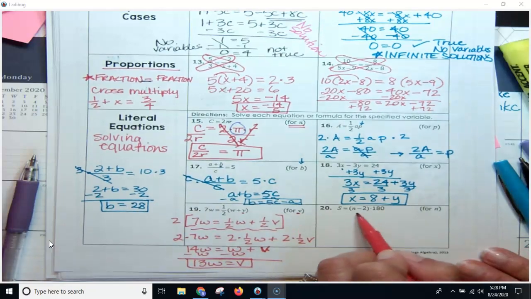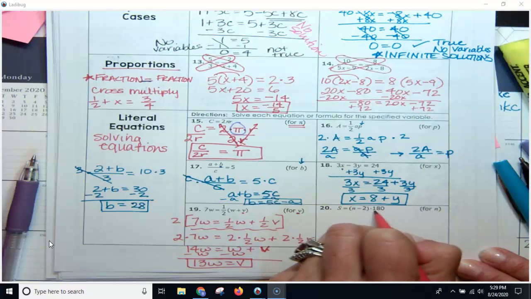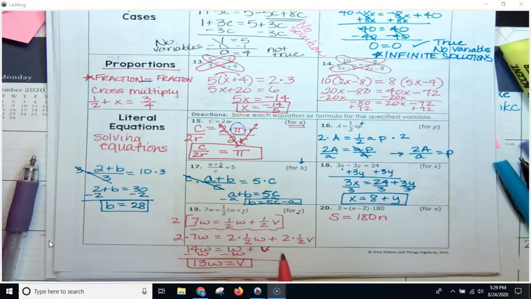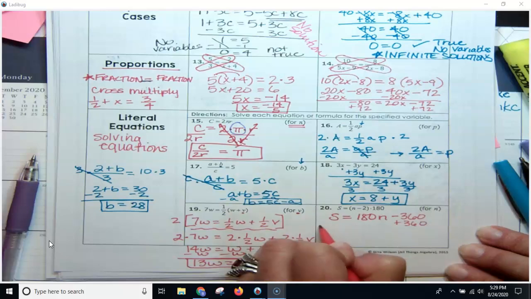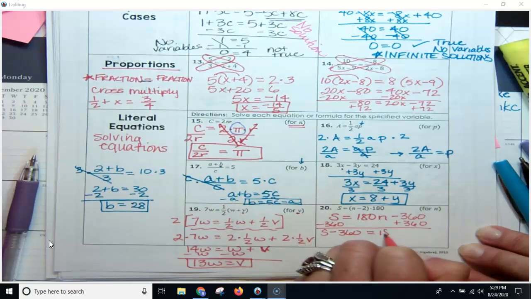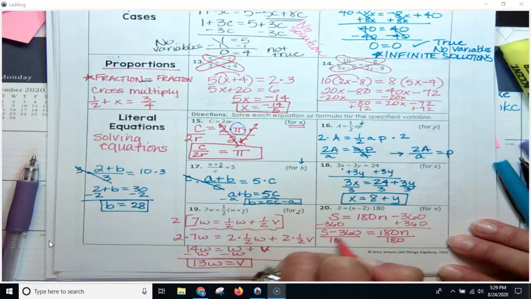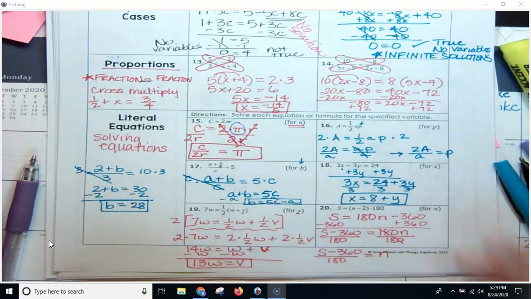All right, what about this last one? Solving for N. So the first thing I'm going to do is to distribute, because this is in parentheses. These are being multiplied by 180. So I get S equals 180N. Oh, wait a minute. Hold the phone. I don't think I want to do that. Well, we could do that. Minus 360. I'm going to add 360 to both sides. This is kind of the long way, but that's okay. And I'm going to get S minus 360 equals 180N. Now I'm going to divide by 180, and I have to make sure I divide the whole thing by 180. And I'm going to have S minus 360 over 180 equals N. Okay?